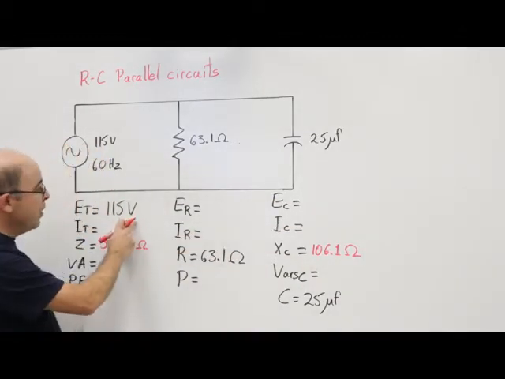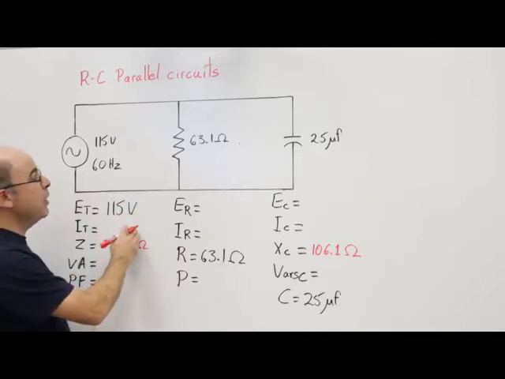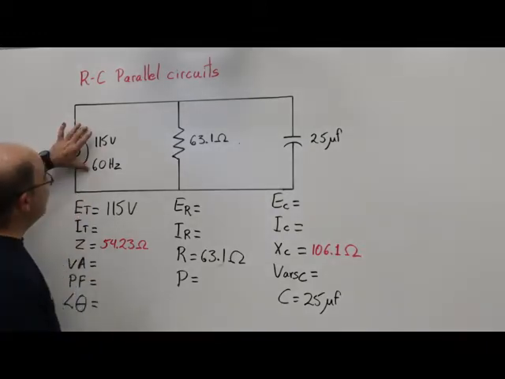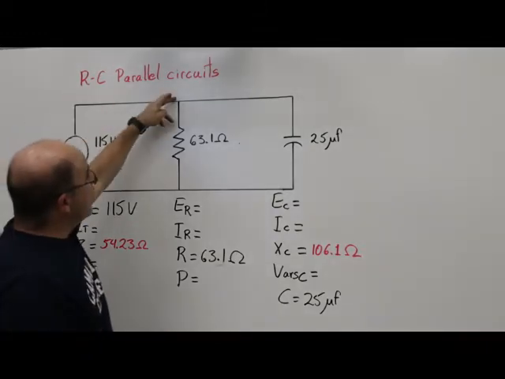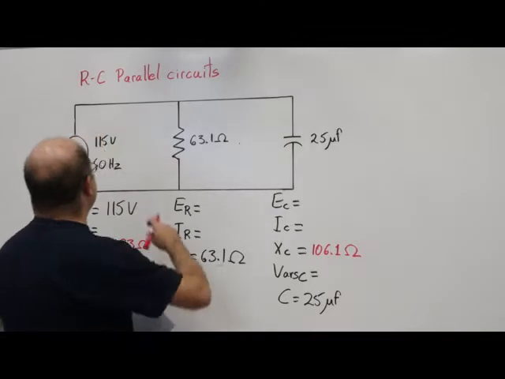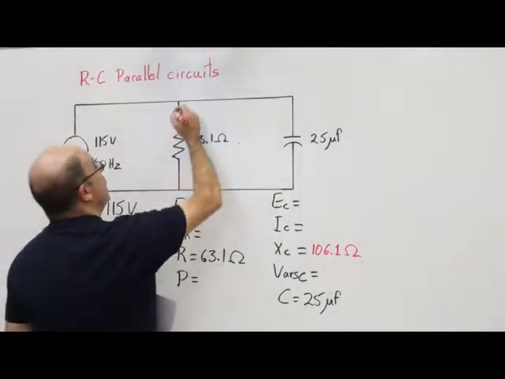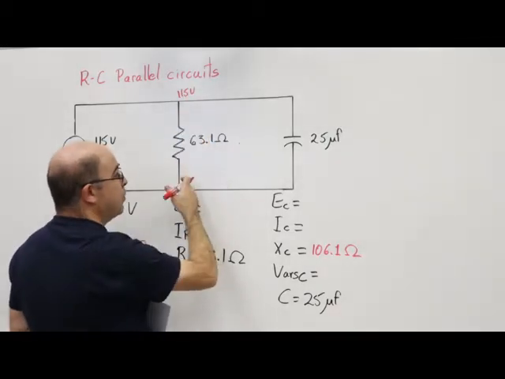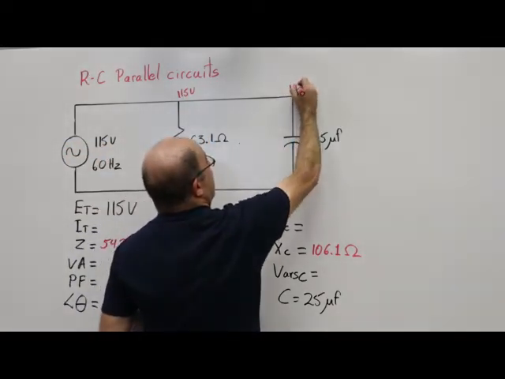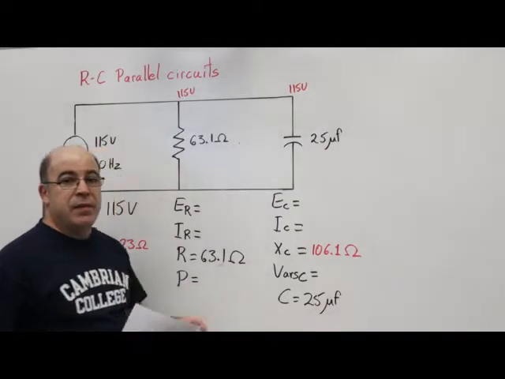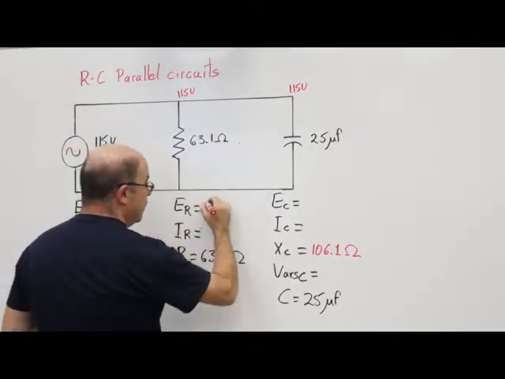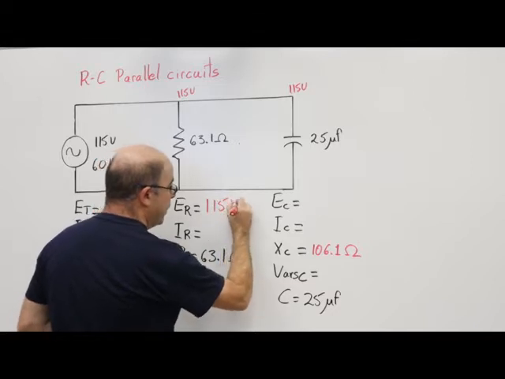Our applied voltage of 115 volts, this is parallel, and one of the rules that governs a parallel circuit is that the applied voltage will be the same across each branch of the circuit. So if I've got 115 volts here, I've got 115 volts down this branch, as well as 115 volts down this branch. I could easily take this value and input it right here.